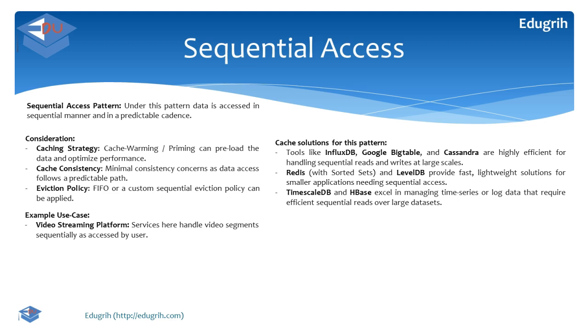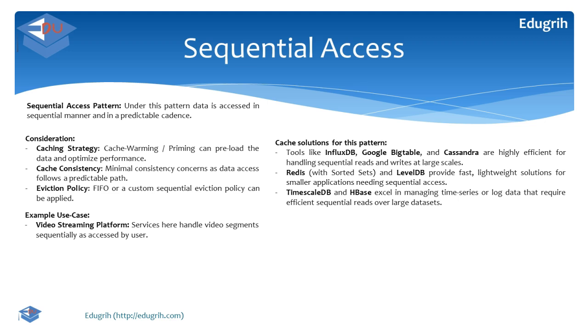Example use cases can be video streaming platforms. Services here handle video segments sequentially as accessed by the user, which follows a very sequential or strict pattern. Cache solutions for this particular pattern, tools like InfluxDB, Google Bigtable, and Cassandra are highly efficient for handling sequential reads and writes at large scale.